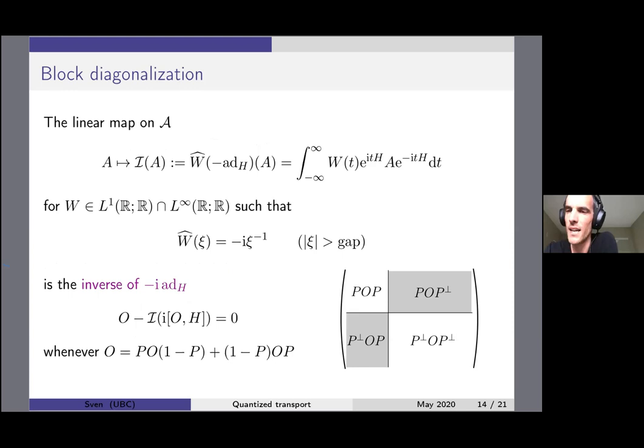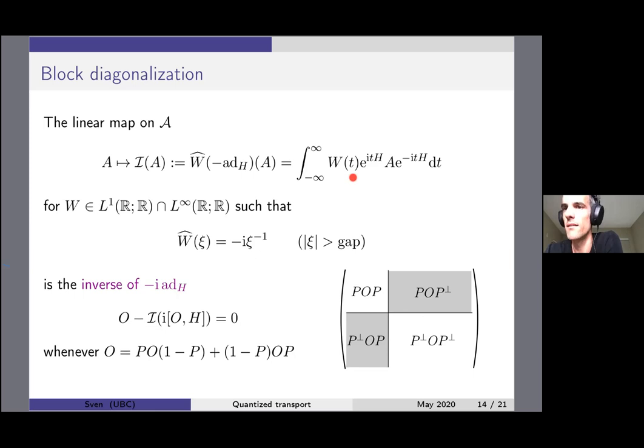I'm switching gear a little bit, and I look at a map. I'll come back, I'll land on my feet, but let me take this. I have an observable on my lattice, and I map it using this. I take my observable, I evolve it in time with my Hamiltonian at fixed parameter, but I evolve it in time, and I integrate the resulting thing against a weight function w.